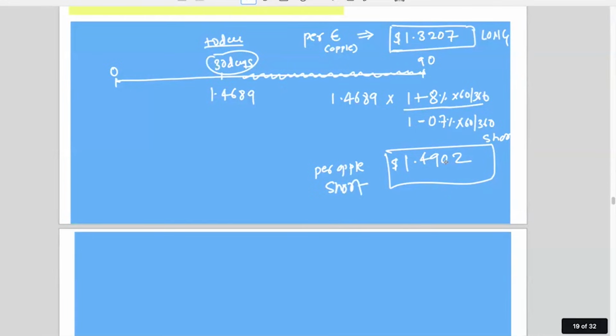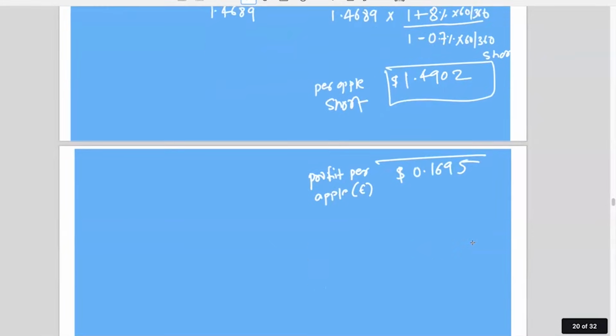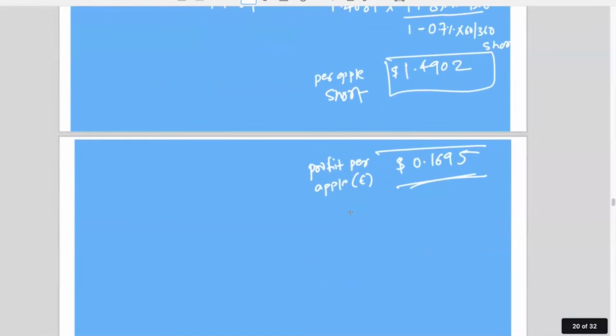Does this look like a profit or a loss to you? It looks like a profit, no? Because we're buying cheaper, we're selling expensive. So we will say profit per apple, which is euros in this instance, is the delta of the two. So 1.4902 minus 1.3207. So my per apple profit is $0.1695.